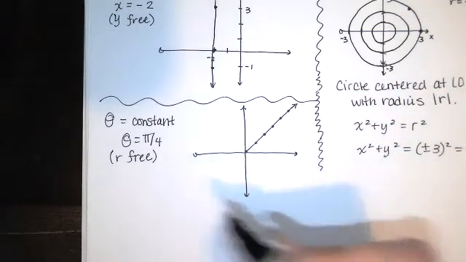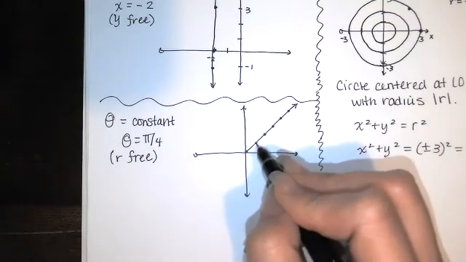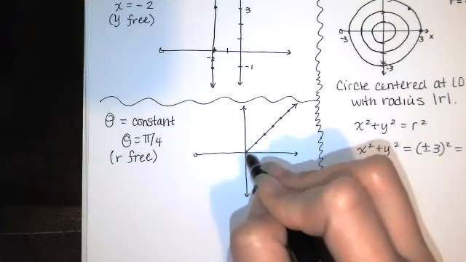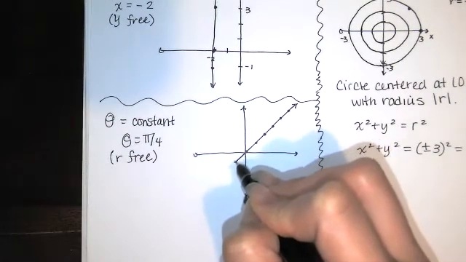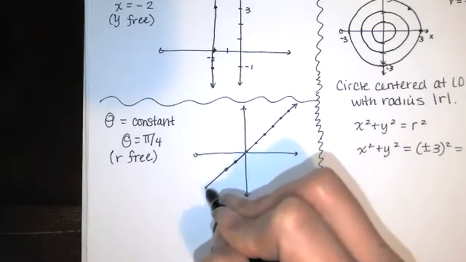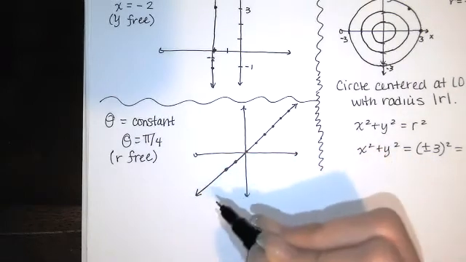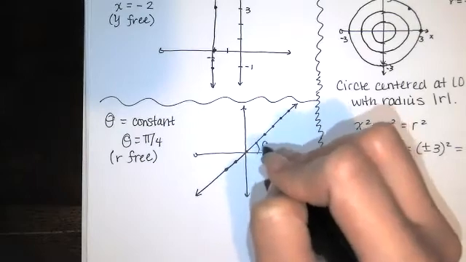Now, but remember, r is also allowed to be negative. So if theta was equal to pi over 4 and r was -1, well, then we would go backward 1 unit. If r was -2, we go backward 2 units. So if r takes on negative values, we have all of these points over here.